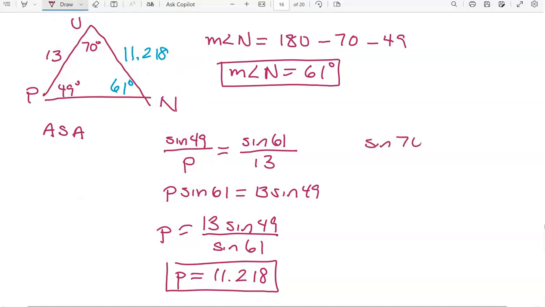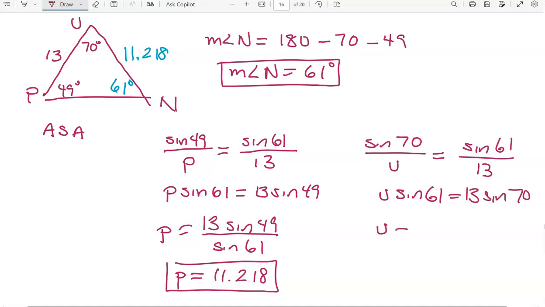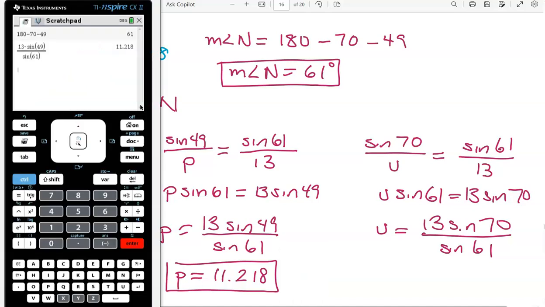Sine of 70 degrees divided by the opposite side length, which we'll call U, is equal to the sine of 61 degrees divided by 13. Cross multiplying, U times the sine of 61 is equal to 13 times the sine of 70. So U is equal to 13 times the sine of 70 divided by the sine of 61. We can edit the previous calculation, change that 49 degrees to 70 degrees, and side U's measure is 13.967.